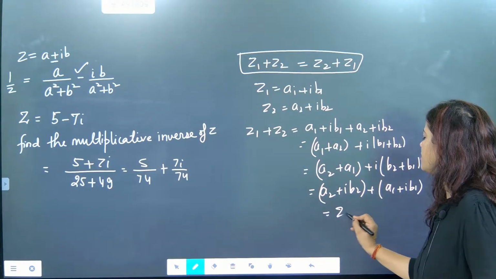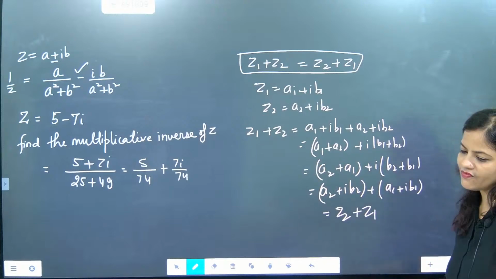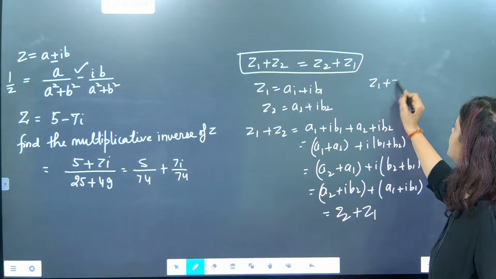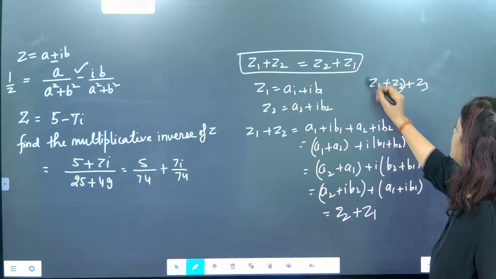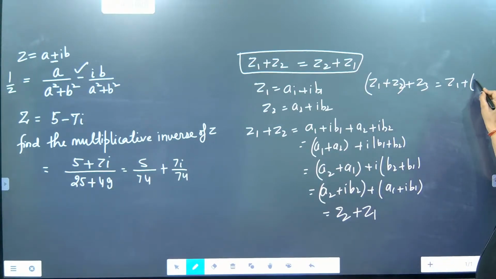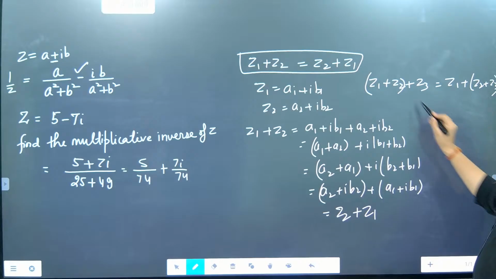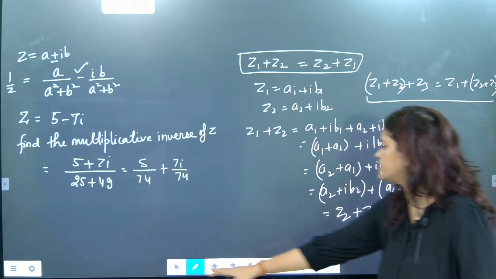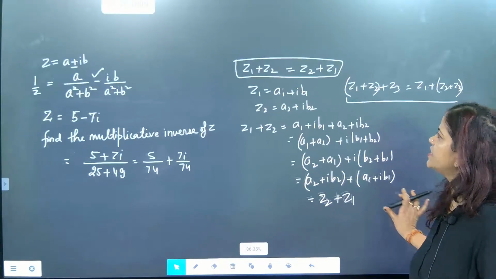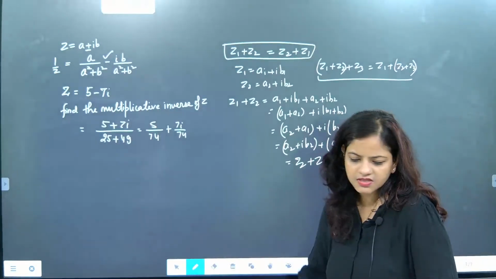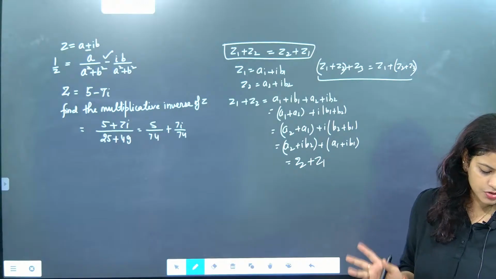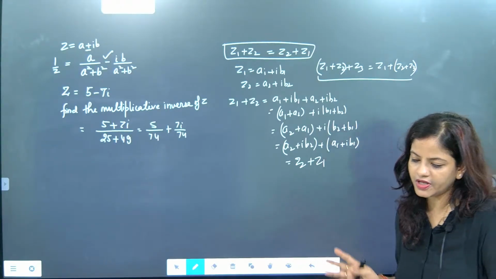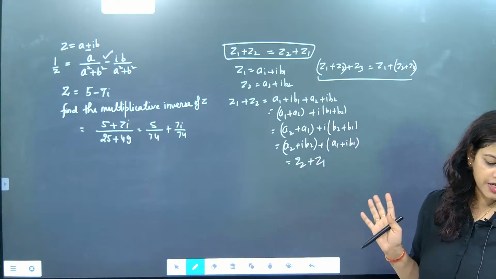So this part will become what, beta? Z2 plus Z1. Same way, associative property is what? Z1 plus Z2 plus Z3 grouped one way, and Z1 plus Z2 plus Z3 grouped the other way. This is exactly associativity. With respect to addition, we are checking for associativity for complex numbers. I'm not missing a single point. We are discussing everything. Now we are going to go for the next property.